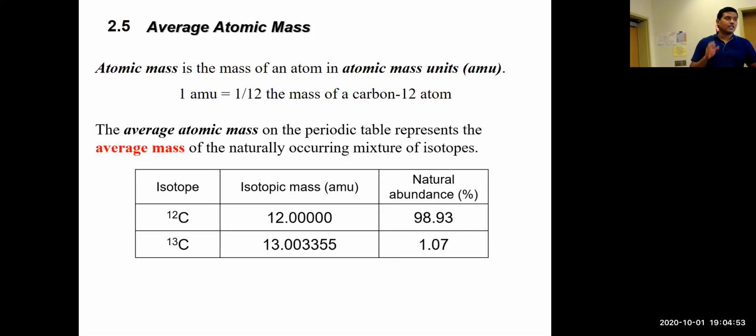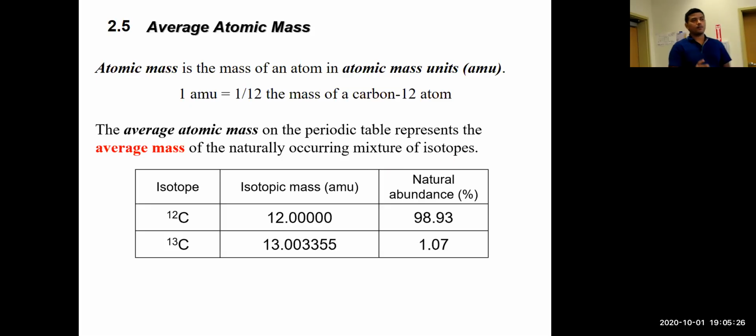The average atomic mass on the periodic table, you see lots of decimals. You don't see a fixed whole number very often because it is the result of calculating the average atomic masses of different isotopes together. I'm just going to show you how to calculate it. So the average atomic mass on the periodic table represents the average mass of a naturally occurring mixture of isotopes.